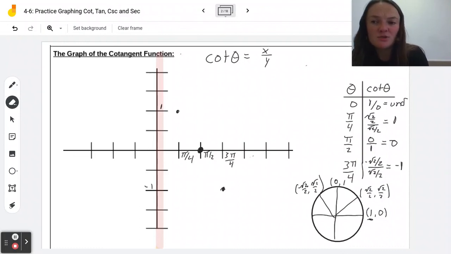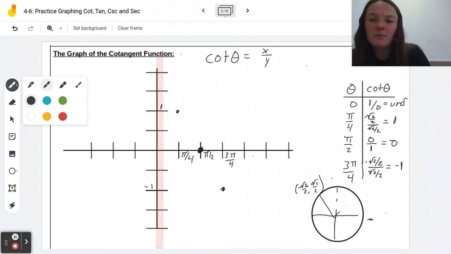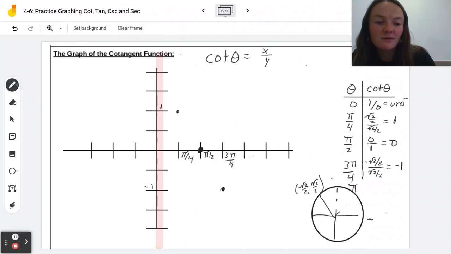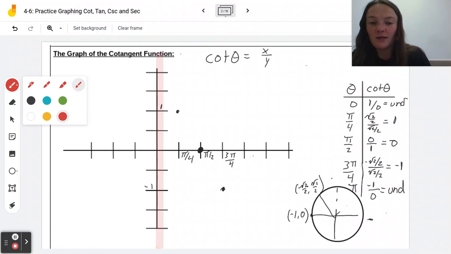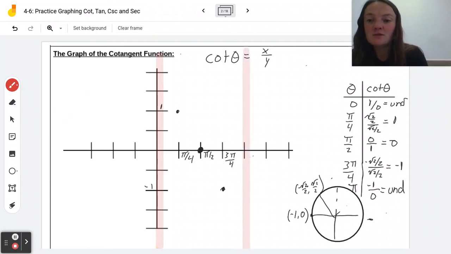Okay, very last one, which I suppose we ran out of room for, so let me make some room real quick. Let's go to pi. Okay, so let's go ahead and figure out what would pi be. Well at pi, our ordered pair is going to be negative 1, 0. And so x is going to be negative 1, y is 0. So x over y is negative 1 over 0, which once again is undefined, which means we're going to put an asymptote there. So at pi, we should be undefined like this.